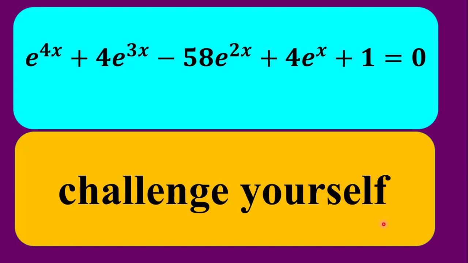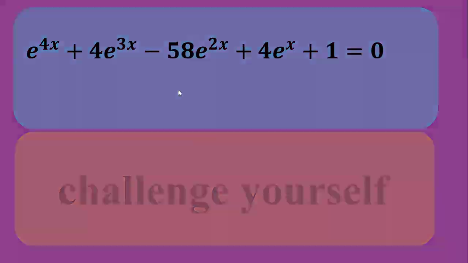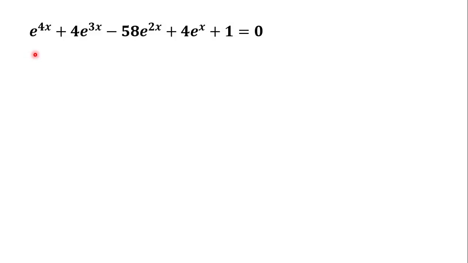In this video we're going to solve an equation with exponential terms. We are given e to the power 4x plus 4 times e to the power 3x minus 58 e to the power 2x plus 4 times e to the power x plus 1 equals 0, and we are going to find the values of x.